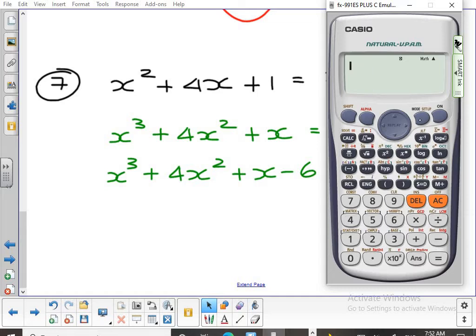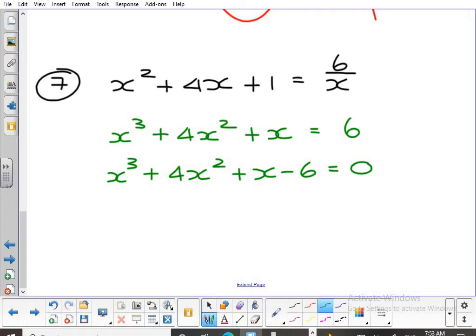So on the calculator, mode equation, cubic is 4. So it's 1, 4, 1, and negative 6. Ah, thank you very much. I stopped there. So 1 would be the option.